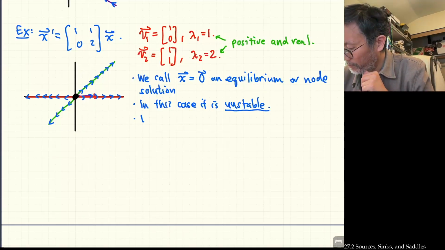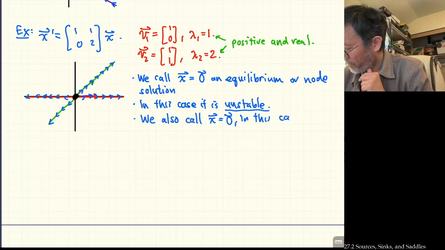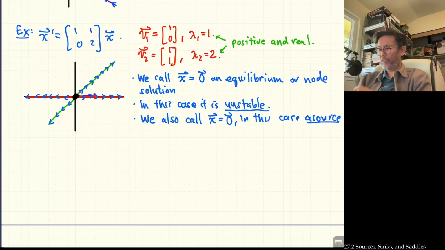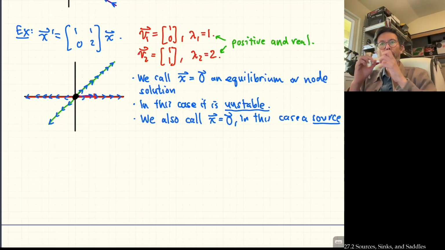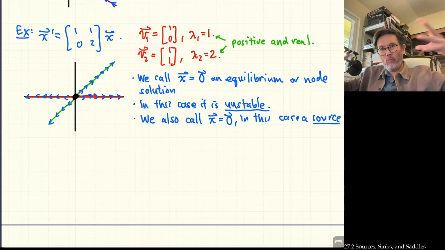We also call 0, in this case, a source. It's a source, okay? Because if you think about it in terms of fluids, it's kind of like the fluid is receding away from this fountain. Like there's this fountain at 0, which is spewing out water, and the water is receding away. The packets of water are all kind of moving away from the source. That's why we call it a source.